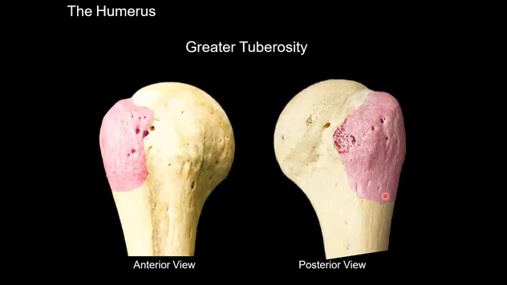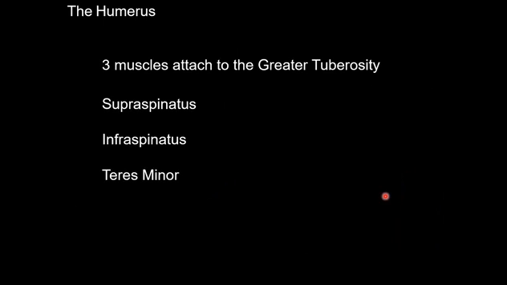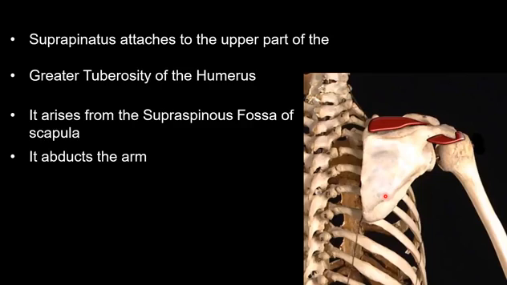So we have the greater tuberosity as well. And then we have three muscles that are attached to the greater tuberosity: supraspinatus, infraspinatus, and then the teres minor. I think we've seen this as well when we talked about the scapula. So let's not repeat that. So we've talked about the attachment, and now we just need to take a look at the function. It abducts the arm. Okay, we already know where it arises from, the supraspinous fossa, and where it attaches to the greater tuberosity, and then the function, and it abducts the arm.